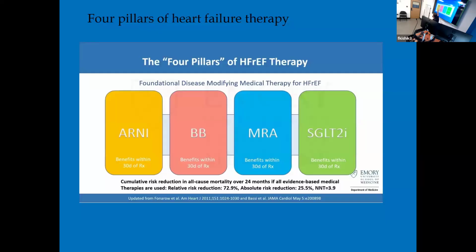Angiotensin receptor neprilysin inhibitor, I forget what the N is. It's like some weird protein. These are your ACEs and ARBs. That'll help with the renal perfusion. That'll help with remodeling as well. Mineralocorticoid antagonist, this is going to be like your Aldactone, which is your potassium-sparing diuretic.